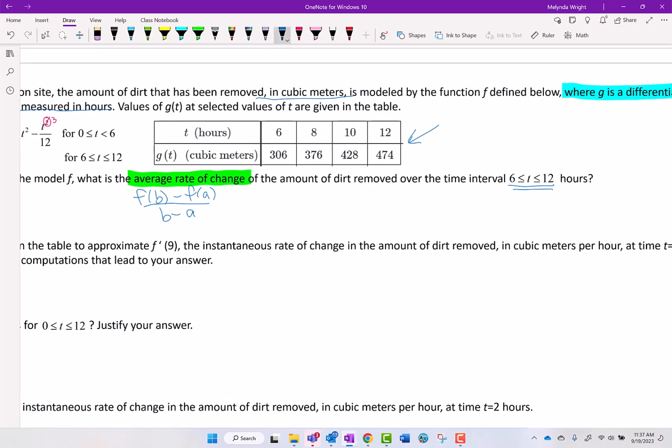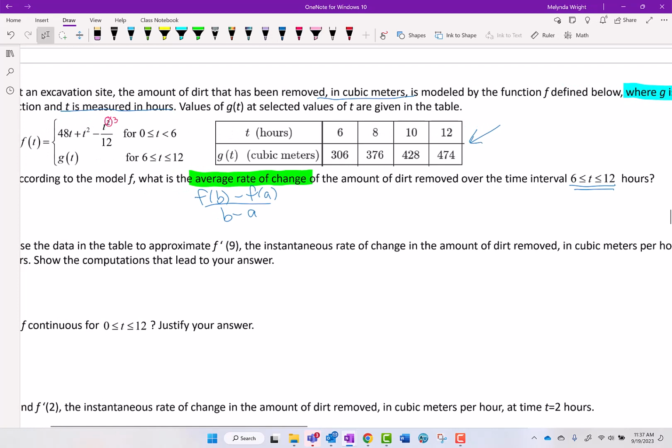Okay, so that would be, and I'm going to use f. So let me fix this, so put the actual numbers in. So this would be f of 12 minus f of 6 over 12 minus 6. And since we're between 6 and 12, this is going to be the same thing as g of 12 minus g of 6 over 12 minus 6.